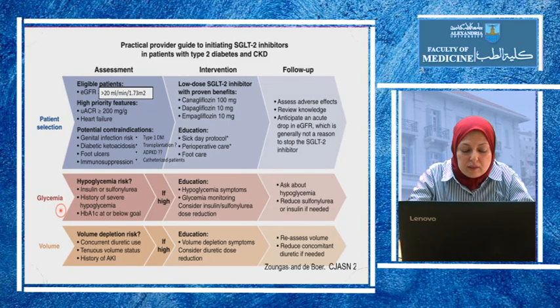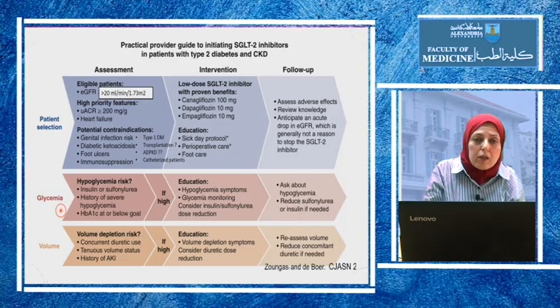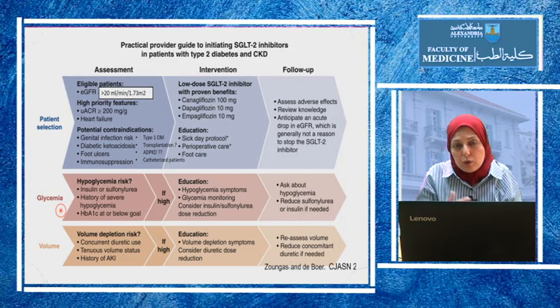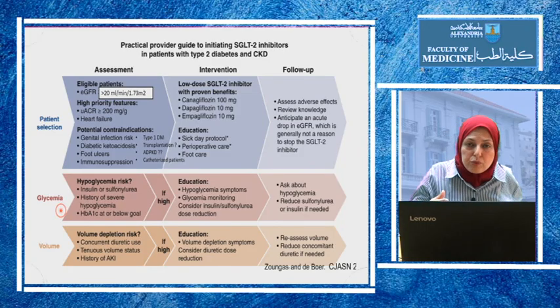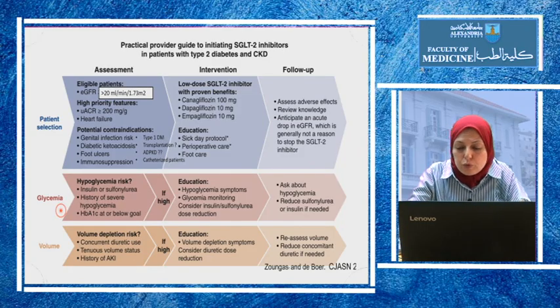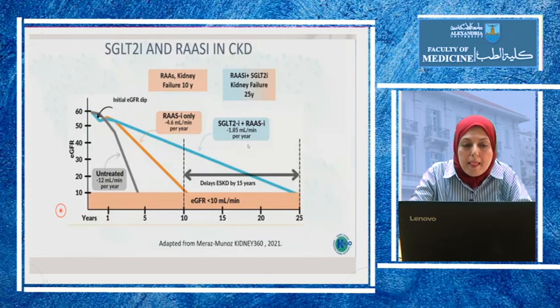We should also assess the volume before prescribing SGLT2 inhibitors. If the patient is using diuretics, if he is dry, if he has a history of AKI, we could recommend decreasing the dose of diuretic before giving it. Ask the patient to drink enough fluid, not too much, not too little, and reassess the volume after prescription.